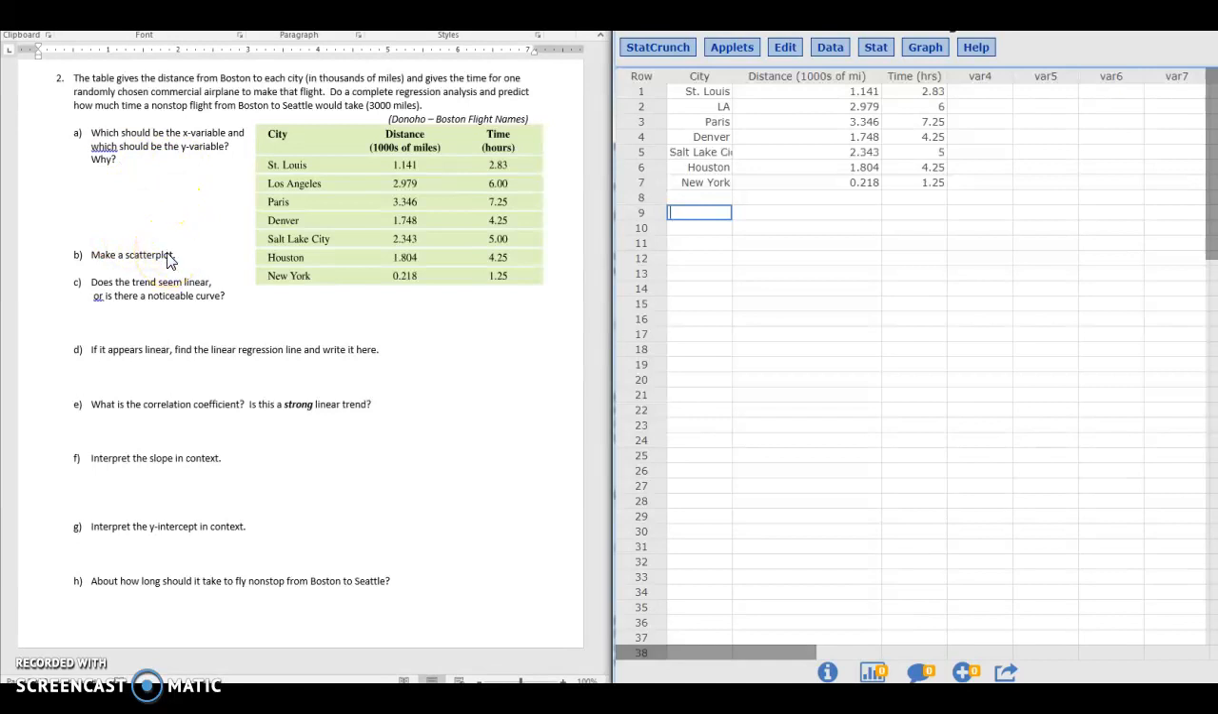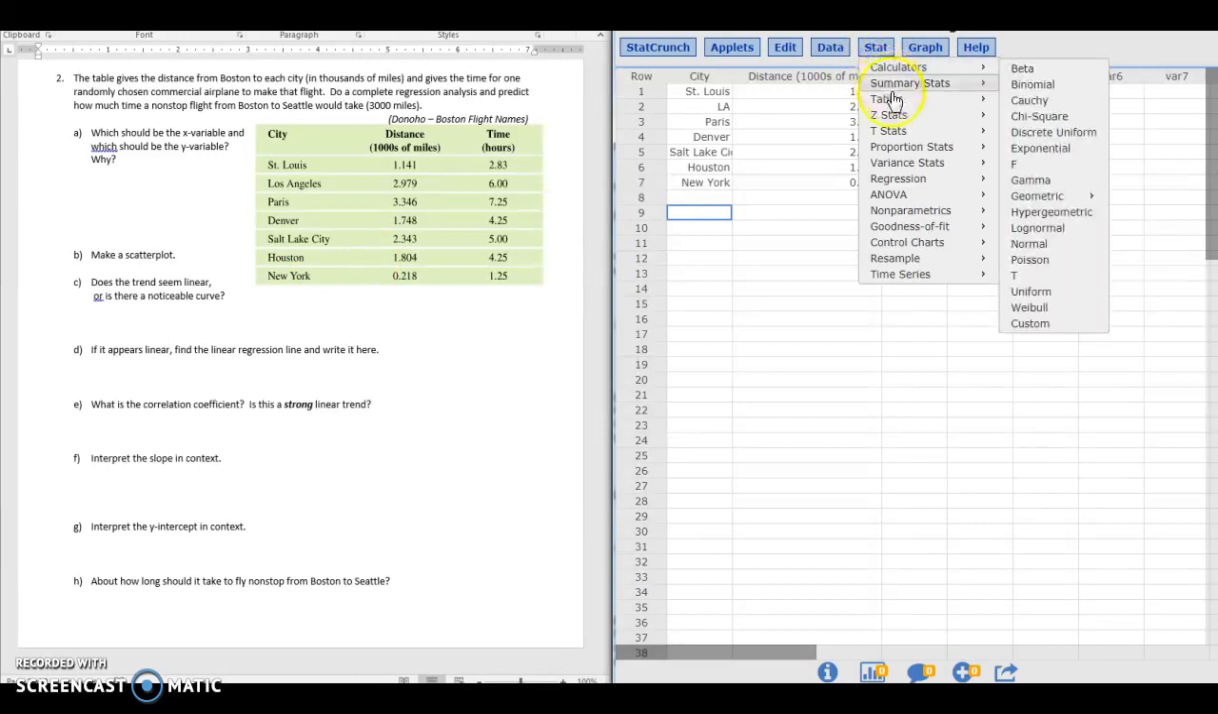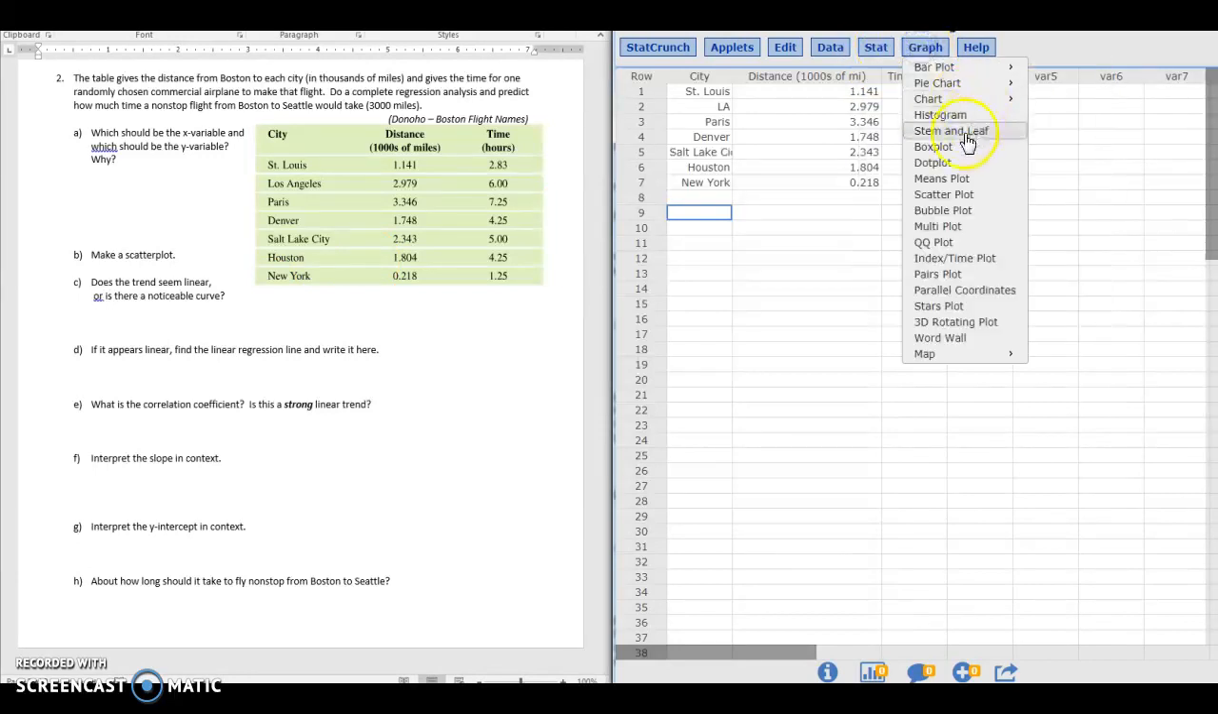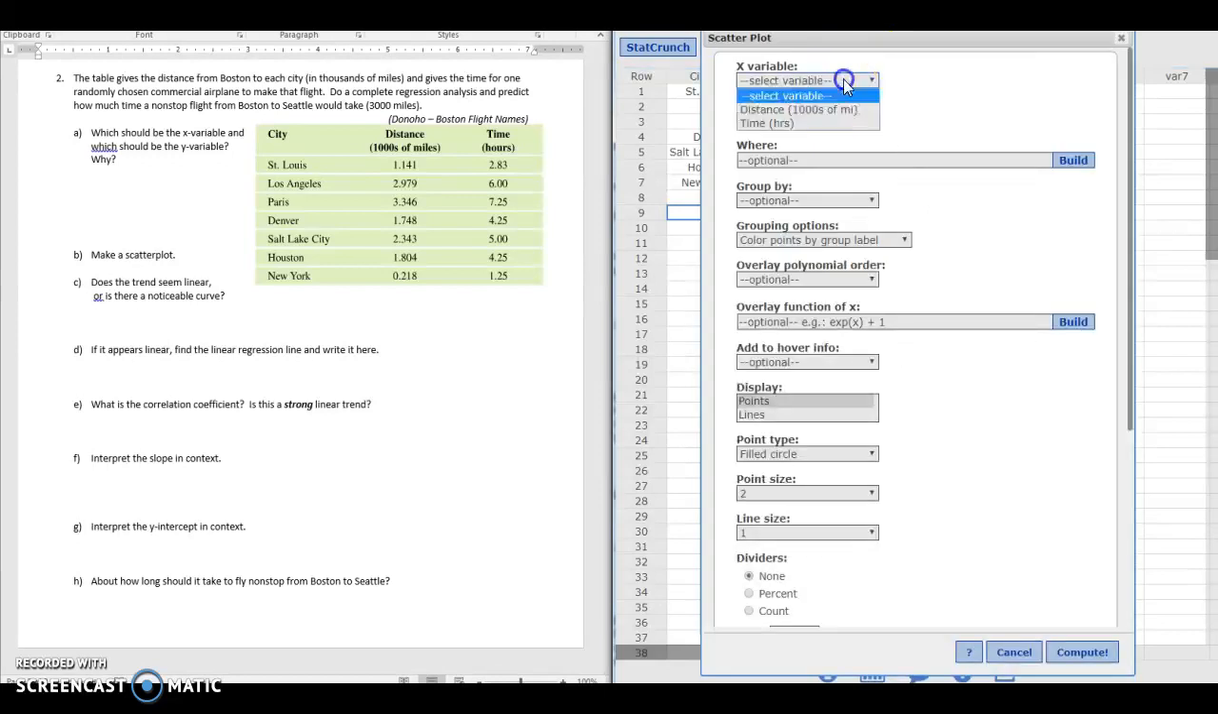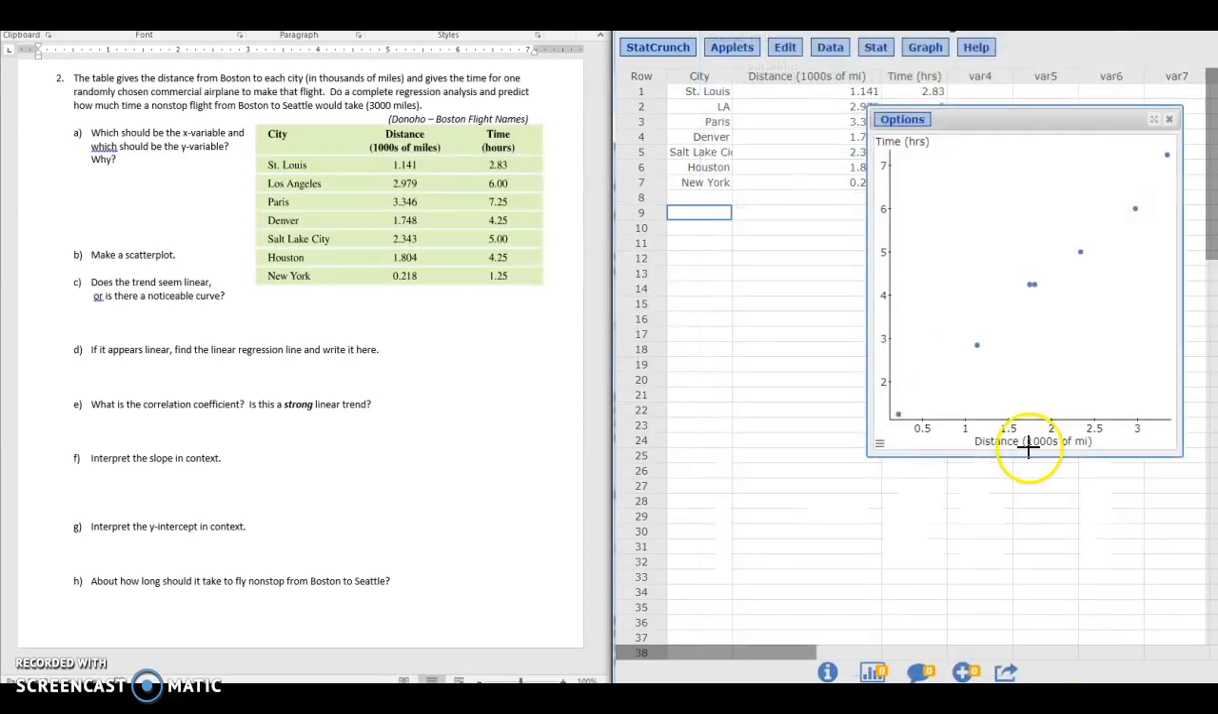First things first, we want to make a scatter plot so that we can see if the trend seems linear, or if there's a curve. If it seems linear, we can proceed. If there is some sort of noticeable curve or some other shape happening, then we would have to stop. So the first thing we want to do is a graph. We want to make a scatter plot, distance x, time y. Looks pretty linear to me. Looks very linear, actually. It looks like a very strong linear trend. So now that I've visually inspected that, I know it's safe to proceed.